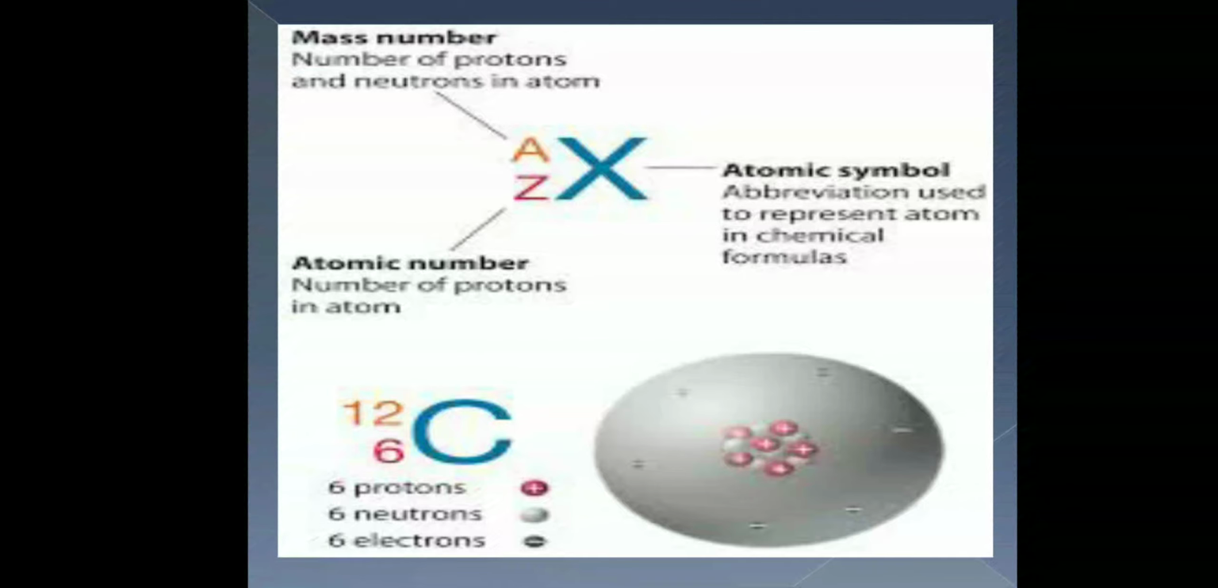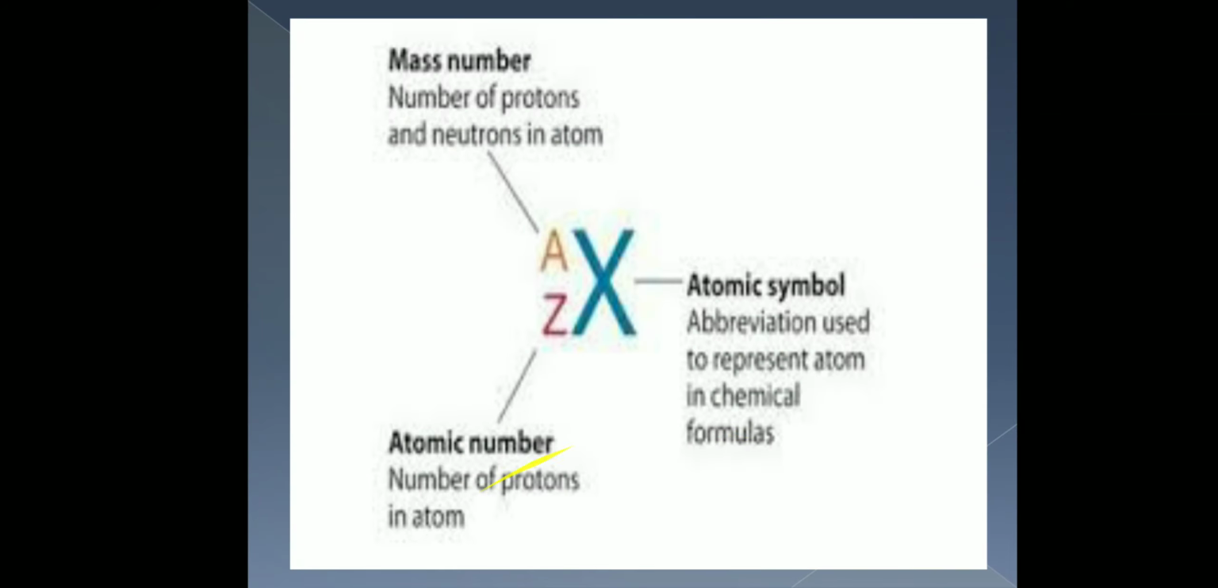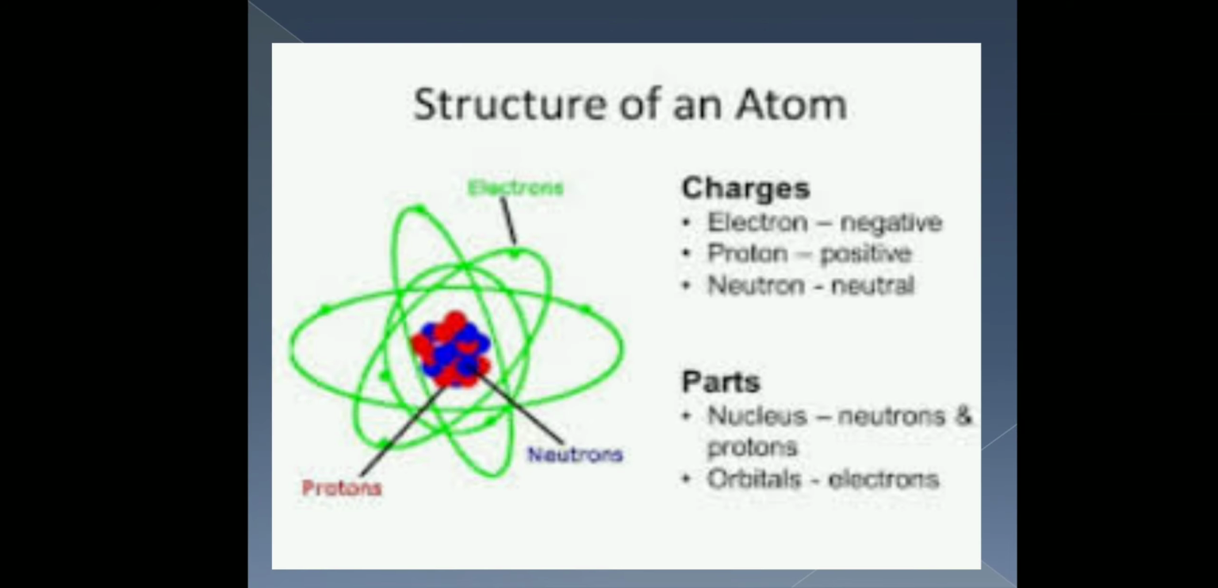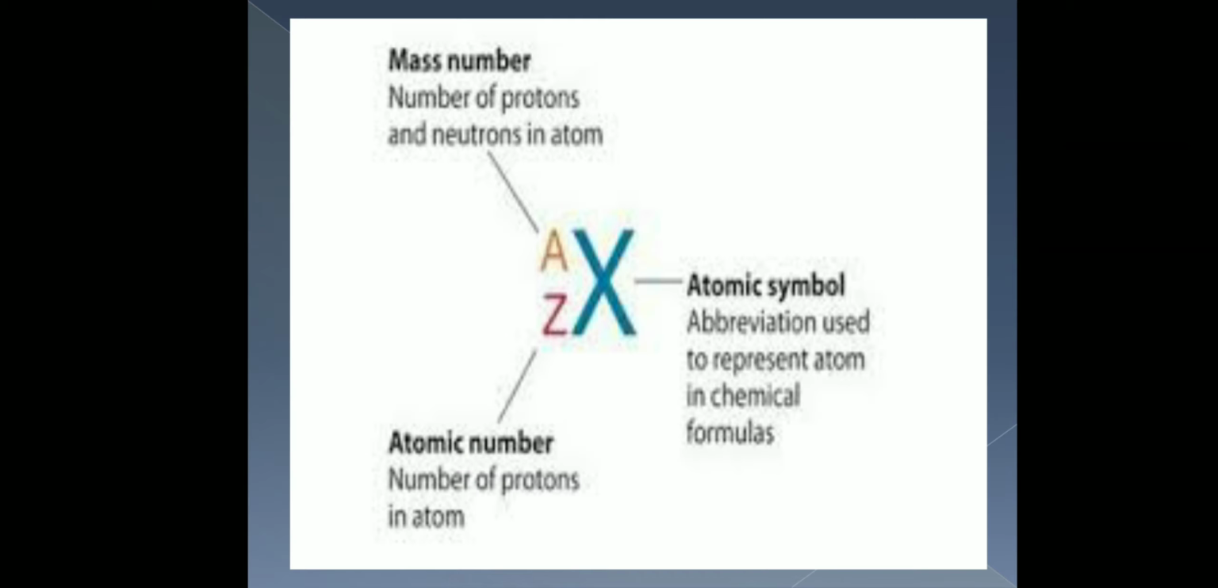Today we will start with the number of electrons, protons and neutrons of different atoms. Especially we will discuss the electron, proton and neutron numbers of the atoms from 1 to 20. So let's start with this.